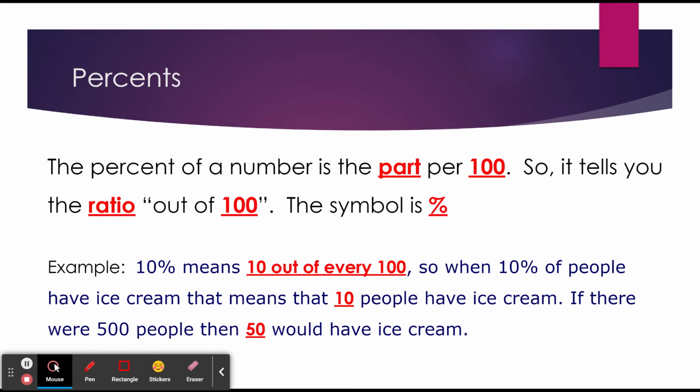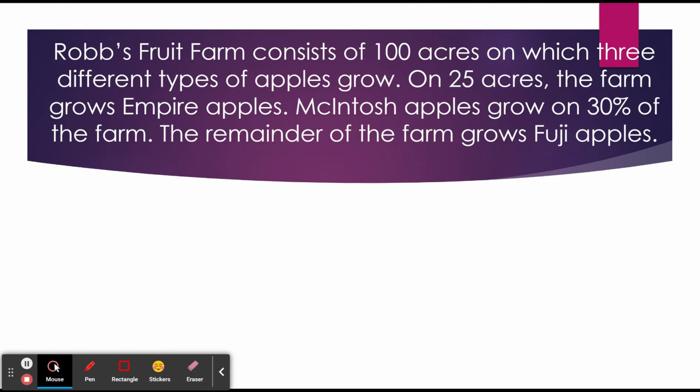Here's an example. 10% means 10 out of every 100. So when 10% of people have ice cream, that means 10 people have ice cream if there are 100. If there were 500 people, though, then 50 would have ice cream. You're going to see working with 10% is a lot easier than trying to figure out different things percent wise without using your 10%.